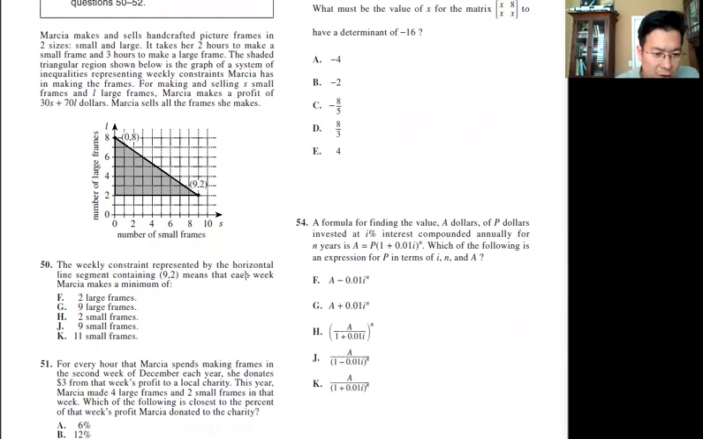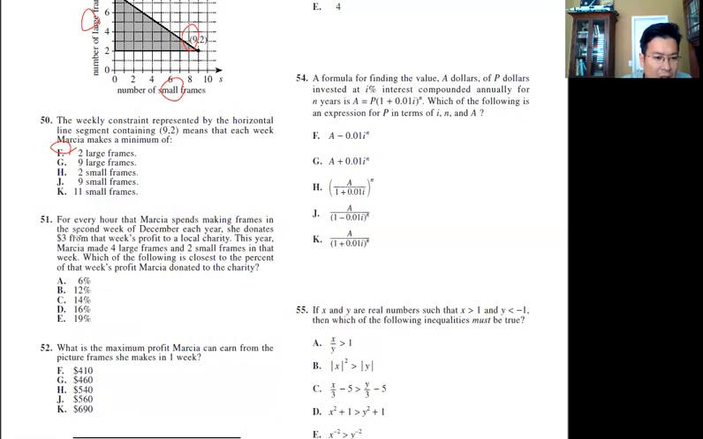Weekly constraint represent by horizontal line. 9 means each week workers make minimum of. So this x value, this 9 means small one, and then 2 means large one, 2 large plane, 9 small one. Minimum of, so minimum is large one.